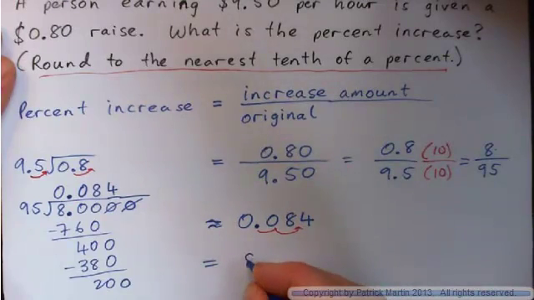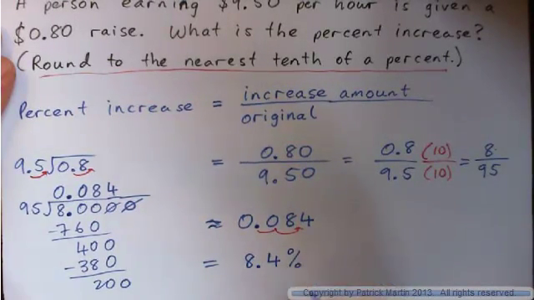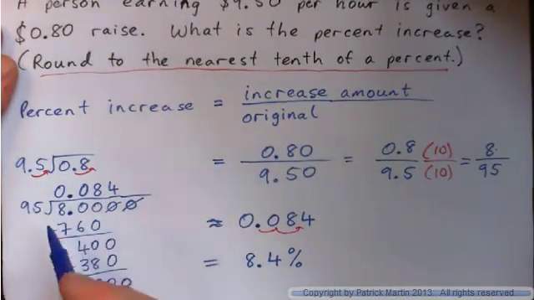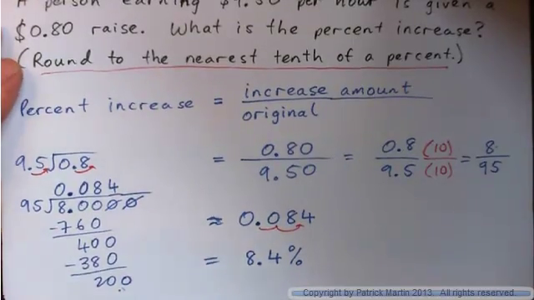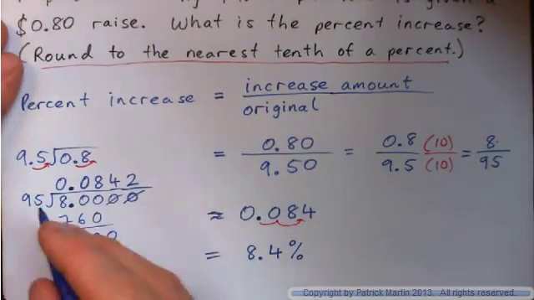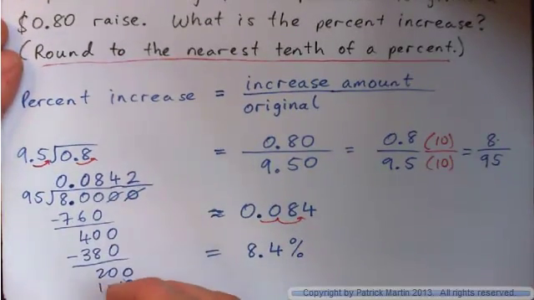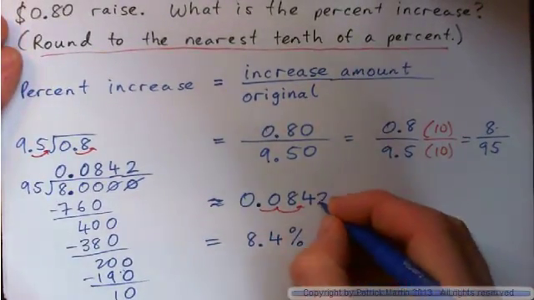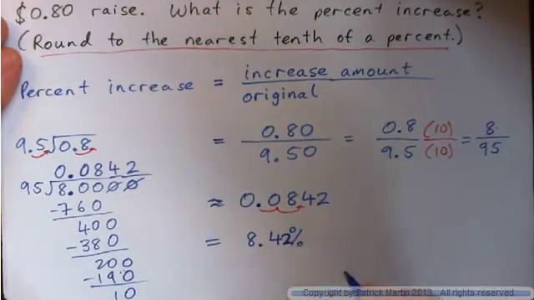So we get 8.4%. Okay? But we want to round to the nearest tenth of a percent. So basically we should have kept going on this, because 95 into 200 would be about twice. 2 5s is 10, carry the 1, 2 9s is 18, and 1 is 19, subtract. Okay, so it should have a 2 on the end of it here, you see.